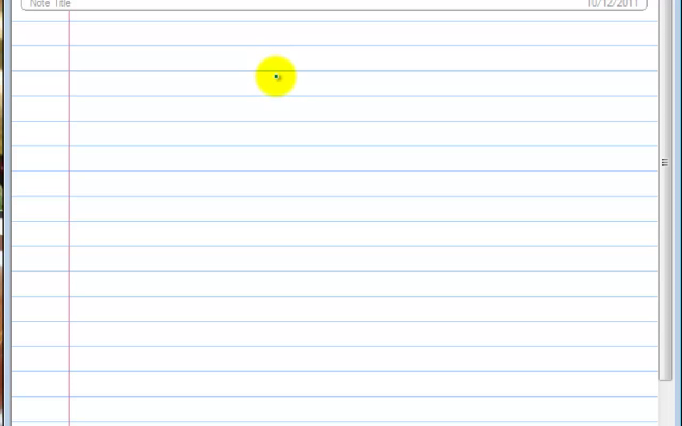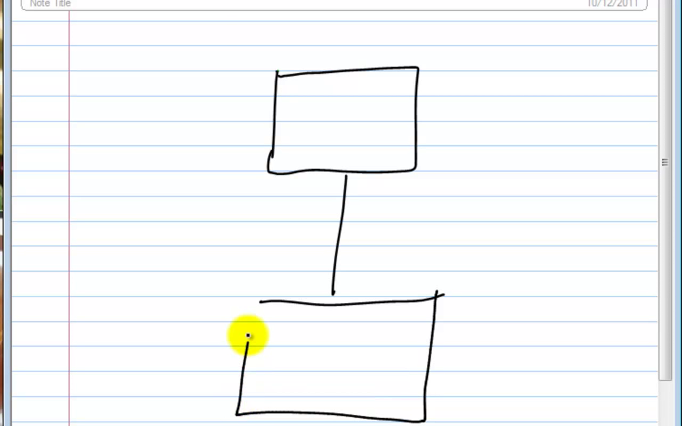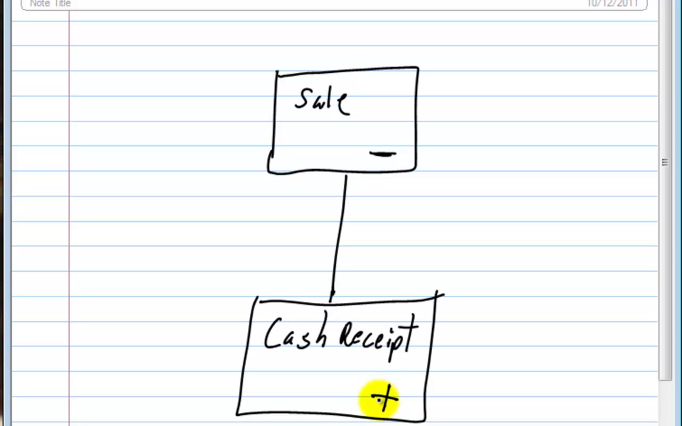Let's take something like a sale. So I'll write sale. And this is our cash receipt. These are two events. The sale, we give merchandise, so that's an economic decrement event. A cash receipt, we get cash, so that's an economic increment event.